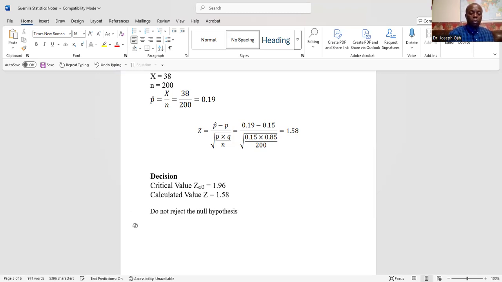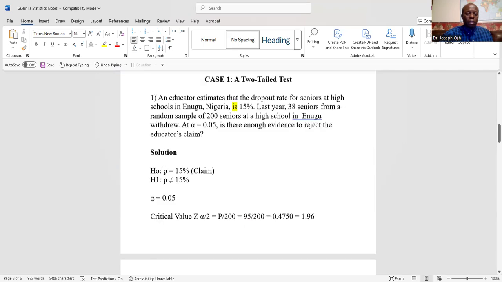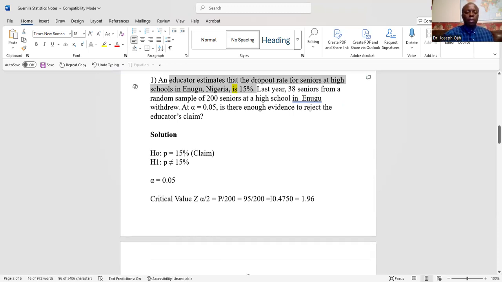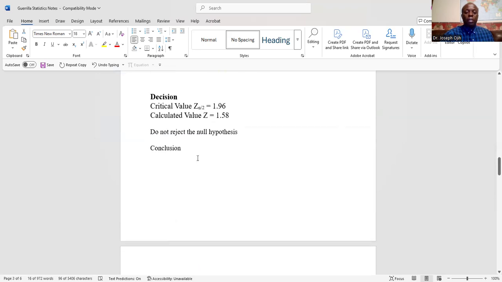Now let's conclude. Conclusion. So you see, we do not reject the null hypothesis, H0, the proportion is equal to 15%. Yes, and that is where the claim is. So we didn't reject it. That means the claim is correct. So we have sufficient evidence to support the educator's claim that the dropout rate for seniors at the high school in Enugu is 15%.